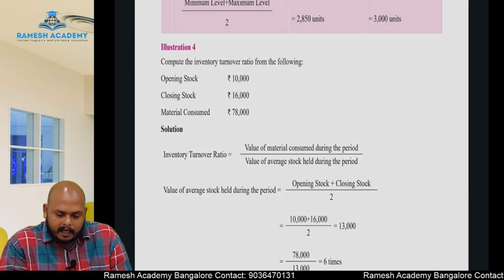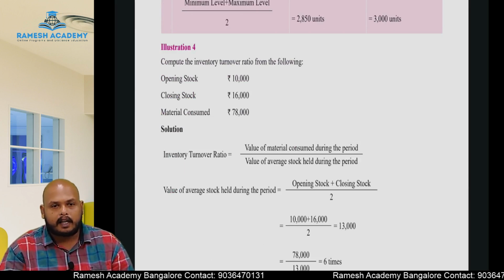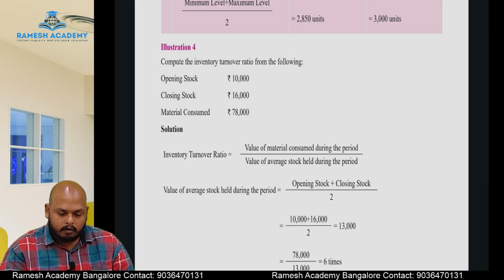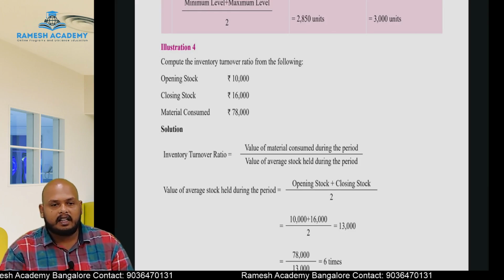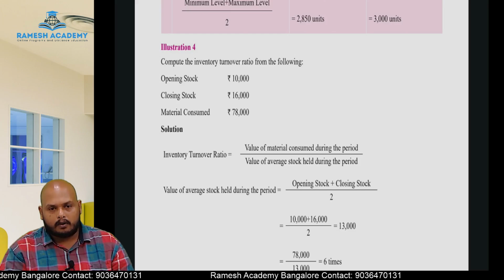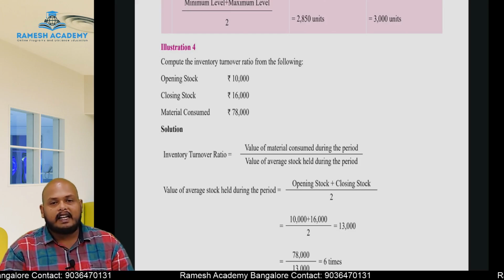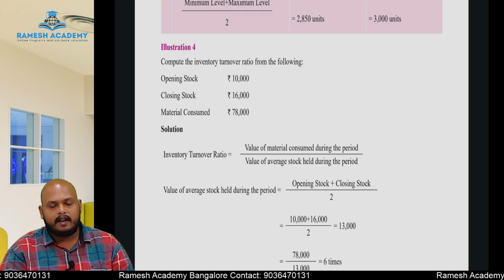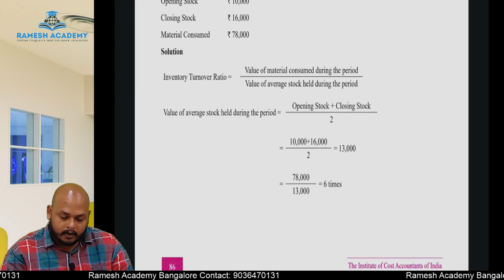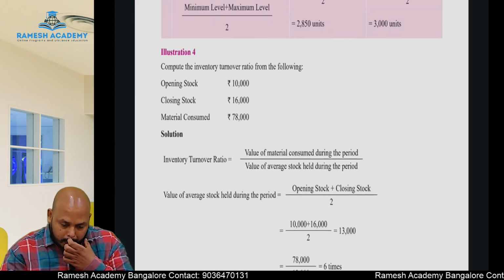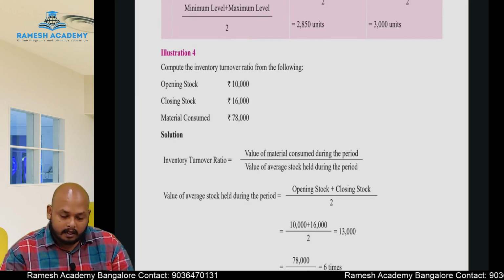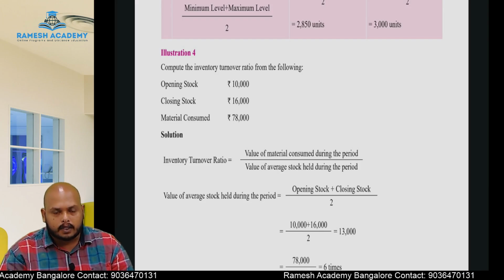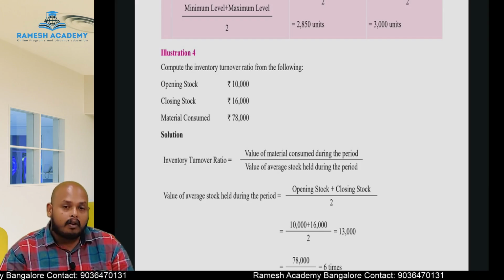Next, Nana, illustration number 4. We have to calculate the inventory turnover ratio from the following. So to calculate the inventory turnover ratio, what is the formula, Nana? Value of material consumed during the period divided by value of average stock held during the period, right? So value of material consumed is already given in the question. Material consumed, how much did they give, Nana? 78,000. Next, they give opening stock and closing stock.